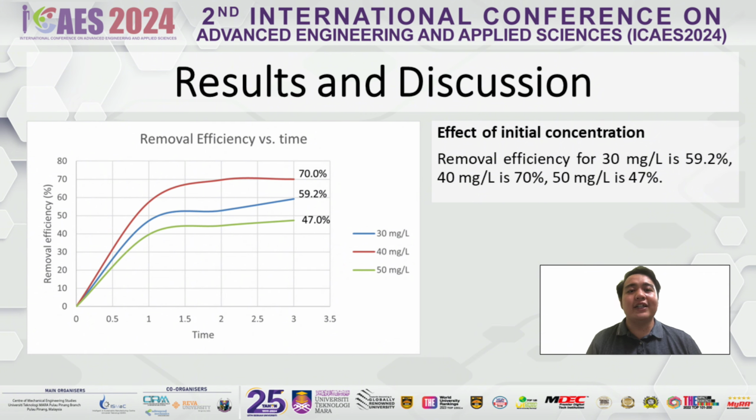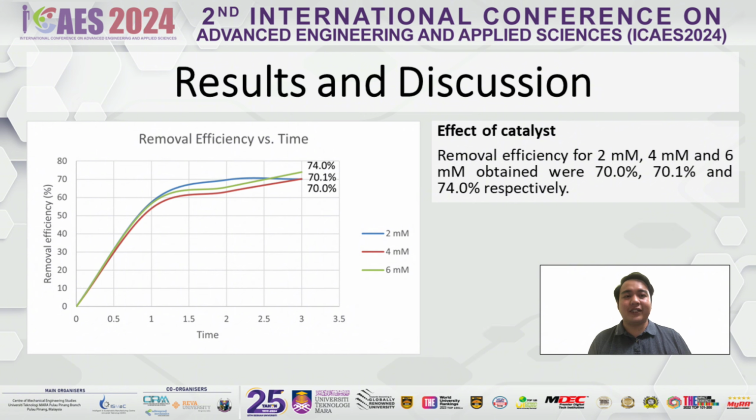This saturation point limits the maximum removal capacity of the dye. Moreover, higher initial concentration results in less light entering the PEF system, which causes a reduction in the amount of UV reacting with hydrogen peroxide and generating hydroxyl radical, therefore resulting in a low removal efficiency at 50 mg per liter, that is 47%.